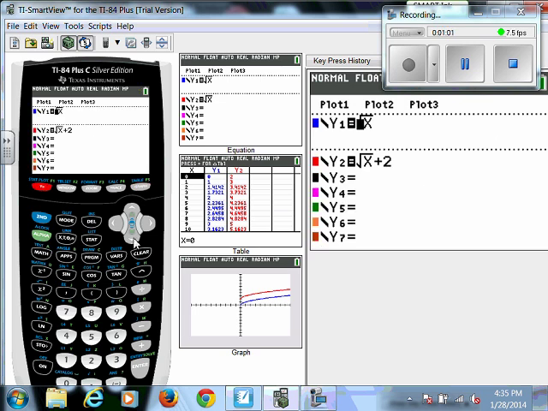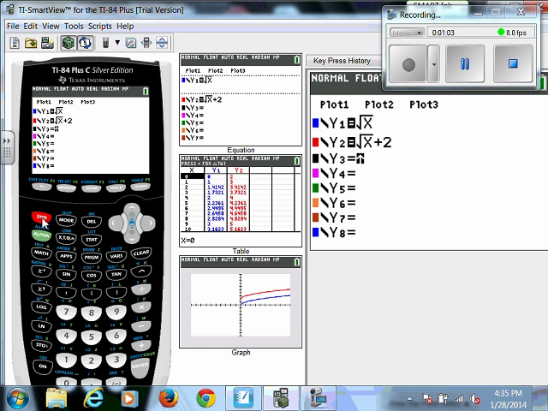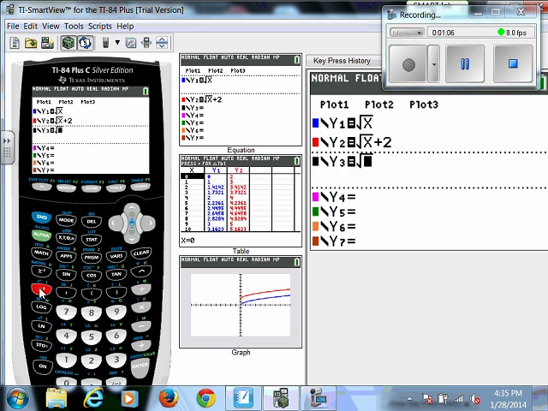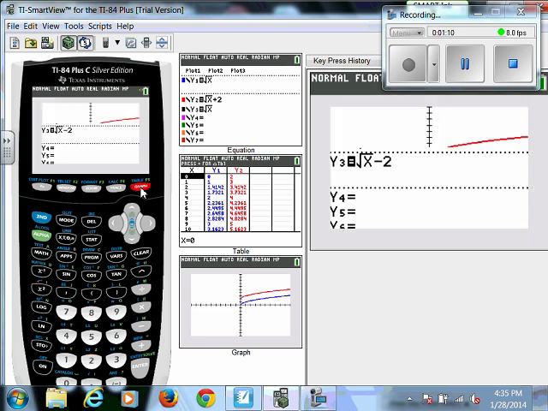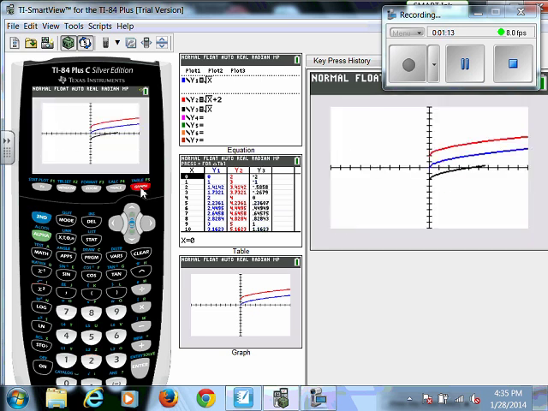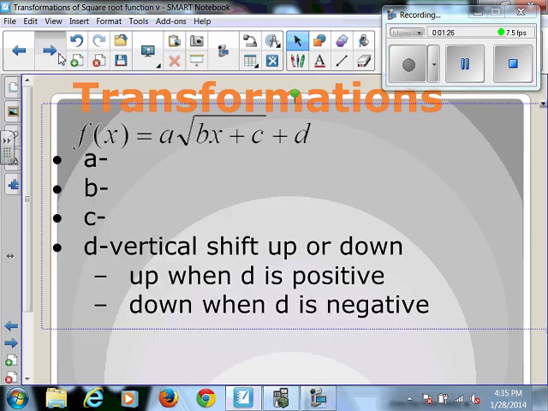Now let's look and see what subtraction would do. Now we see that it's the same as the parent graph, except it's shifted down 2 units. So we would call this a vertical shift down 2 units. So what does D do? It's a vertical shift up or down. Up when D is positive, down when D is negative.